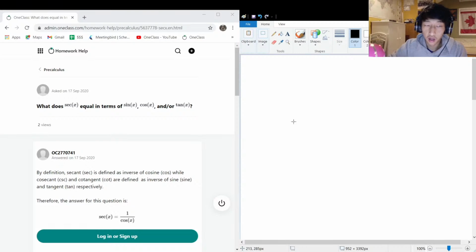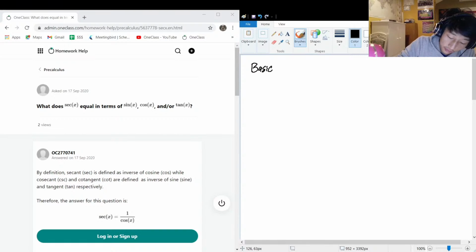Okay, the next question that we got on the menu today is asking us, what is secant x equal to in terms of sine x, cos x, and tan x? Okay, so here we got, well, cosine, sine, and tan are all related to the other, they're cousins through reciprocals. So I'll do like basic trig.